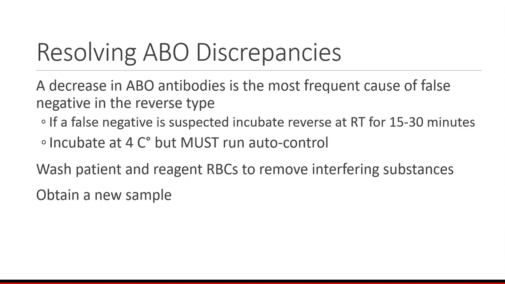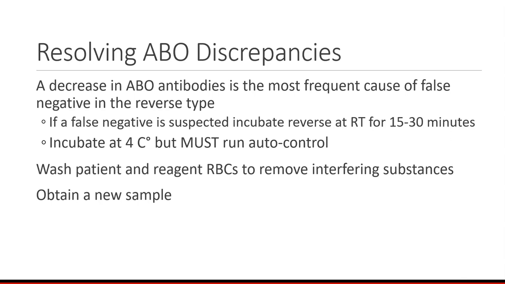If it still doesn't come down after that incubation at room temperature, you can incubate at 4 degrees, which is in the refrigerator, but you must run an autocontrol. An autocontrol is patient serum plus patient cells, and you treat it just like the reverse type. A lot of people have a weak anti-big I, and all adult cells have the I antigen on them. So what we're trying to be careful of is getting positive reactions that are true rather than due to this anti-big I, which is essentially an autoantibody. So as long as the autocontrol is negative, then you can believe the reactions in those tubes.